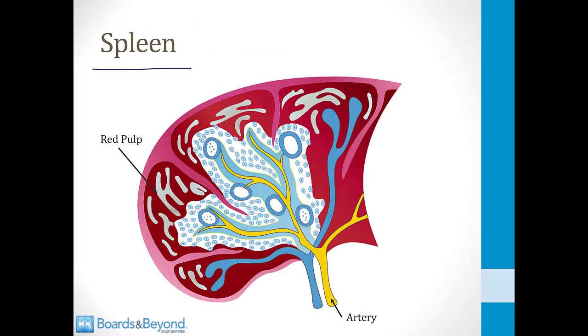Here's a picture of the spleen from some of our immunology modules. The blood comes in here through the artery. It then percolates through the white pulp and the red pulp. And out here in the red pulp is where you can find those cords of Billroth, which red cells must deform and squeeze through in order to remain in the circulation.